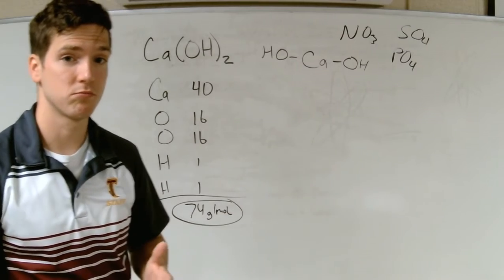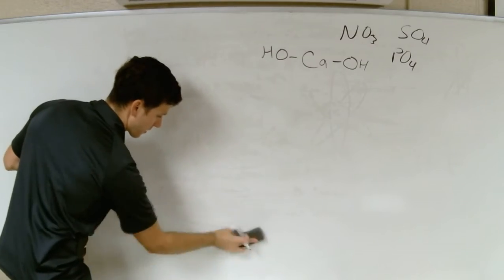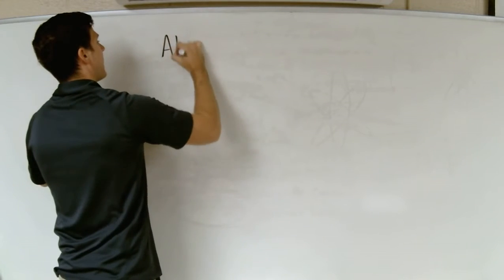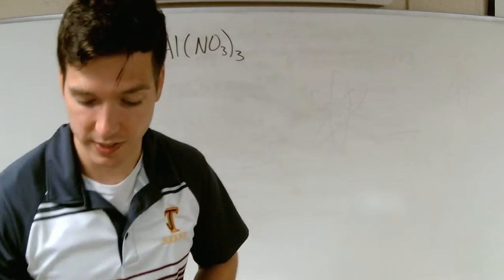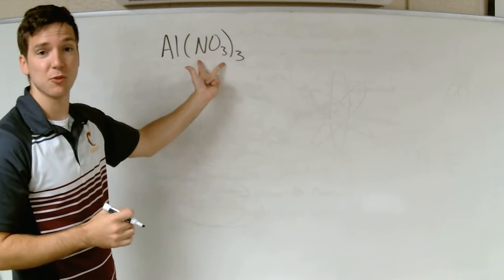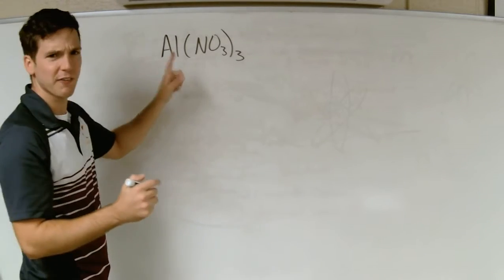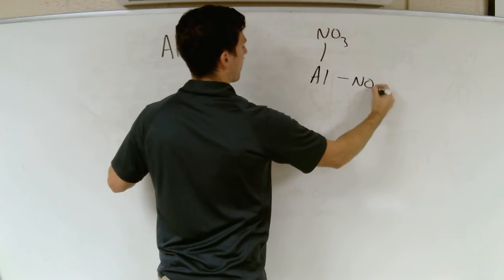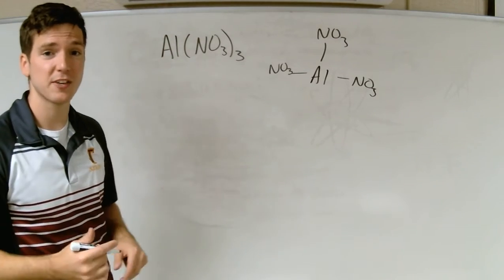Let's do another one like this, and let's see if you can figure it out on your own. We got Al(NO3)3. This is called aluminum nitrate. And once again, we have a polyatomic ion, NO3, that's a nitrate. It likes to be together. Those N and O's don't separate, but we have 3 of them. So if I were to draw out this compound, it's just an aluminum with 3 nitrates attached.